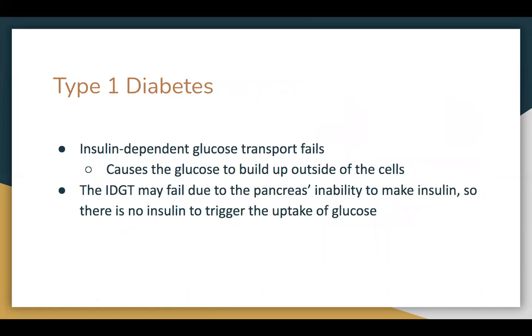So, type 1 diabetes happens when the insulin dependent glucose transport fails. The failure normally causes the glucose to build up outside of the cells, so it causes the blood glucose levels to rise. In the case of type 1 diabetes, the IDGT may fail due to the pancreas's inability to make insulin. So, there is no insulin to trigger the uptake of glucose.